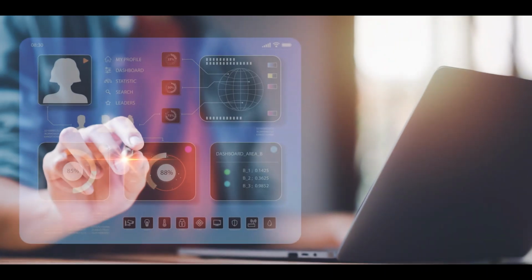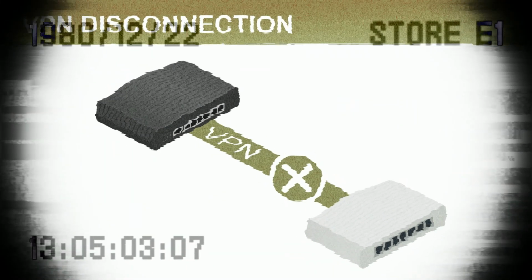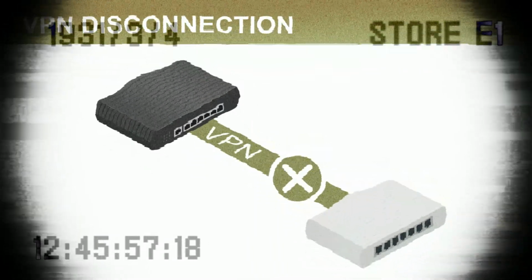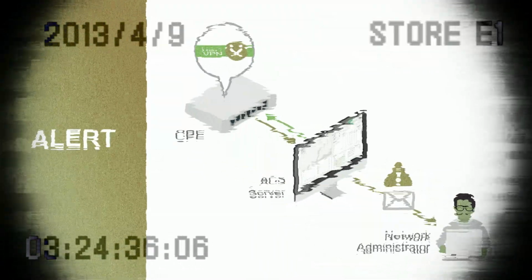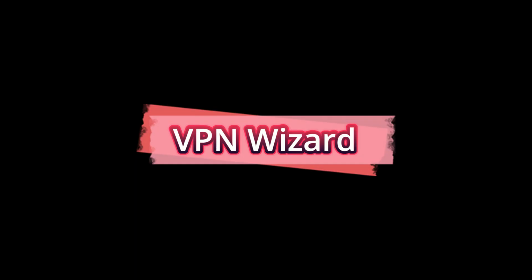Second, the monitoring. With VigorACS3's monitoring feature, you can centralize your CPE management with visibility from one single panel. It allows you to monitor logs, traffic, data usage, devices, groups, networks, and users. Once there's any disconnection, like a VPN drop with the ACS server, you will get the alarm notification to take action immediately.